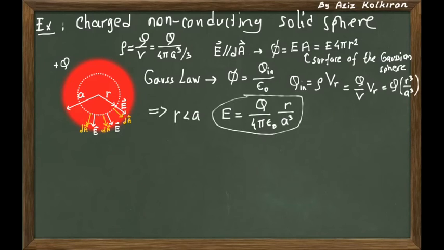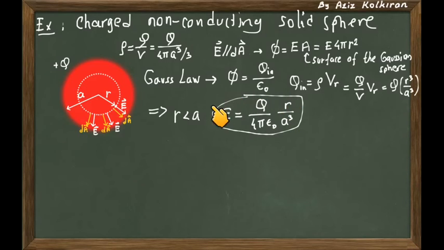The next step is to equate these two expressions, E times 4 pi r squared, to this expression, which explicitly depends on the total charge Q, r the distance of the point to the origin in question, and a the original sphere's radius. If you put everything together and solve for E, you will find that the electric field strength is Q divided by 4 pi epsilon 0 times r divided by a cubed.